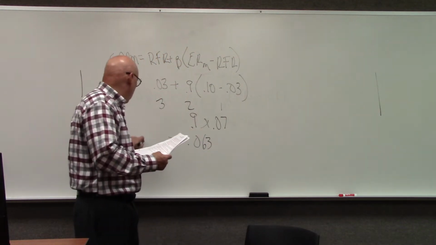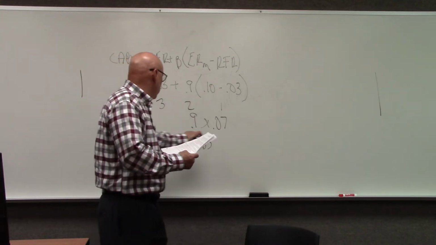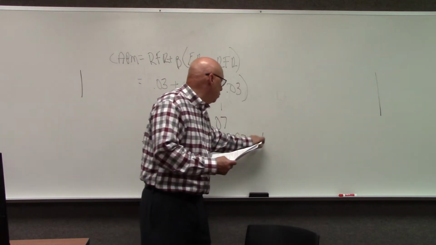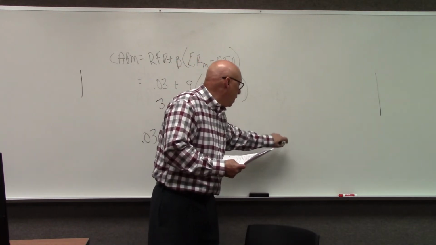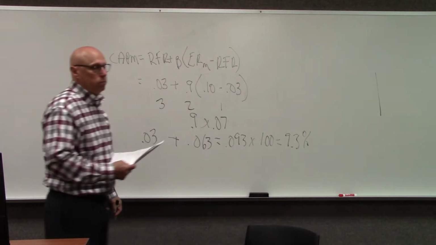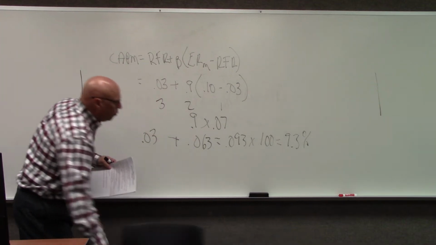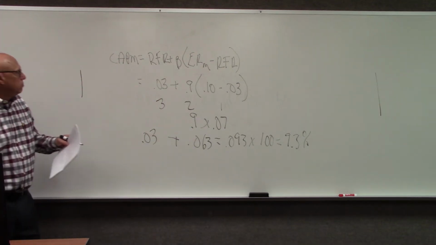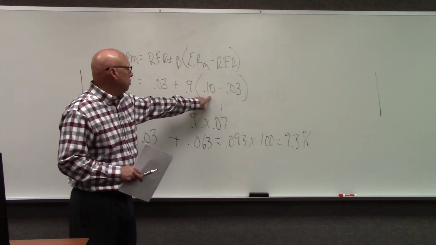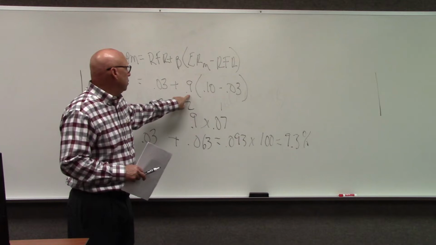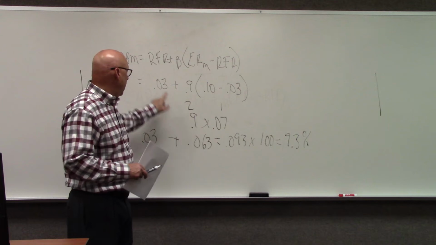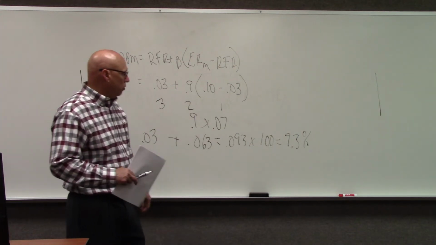Plus 0.03 equals 0.093, times 100. K is 9.3%. All right, see that? Do this first: 0.07 times 0.9 is 0.063, and add in 0.03, 0.093 times 100.